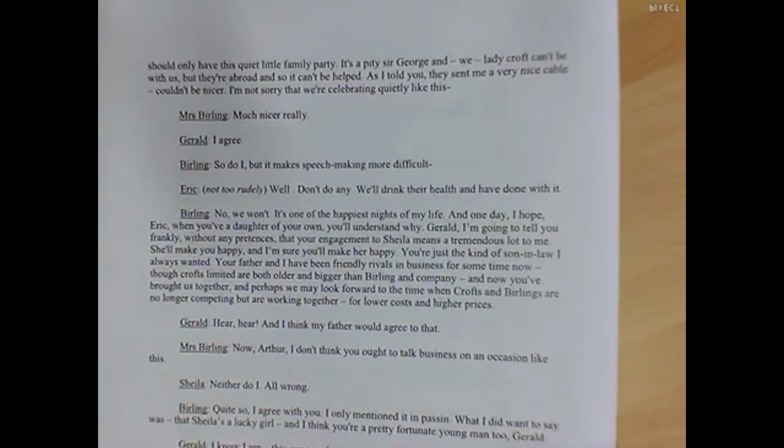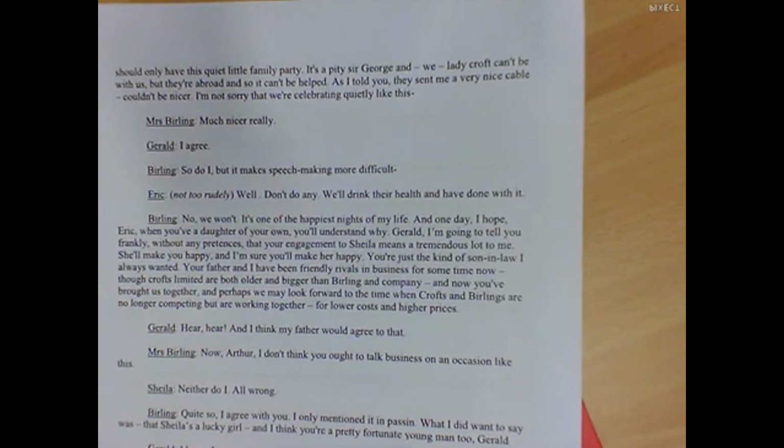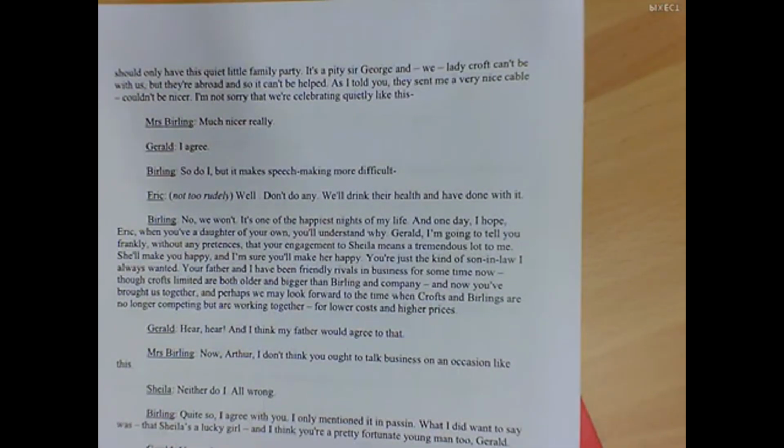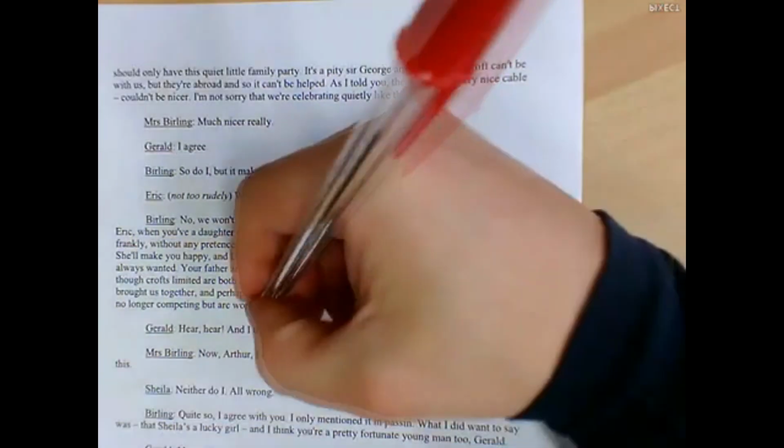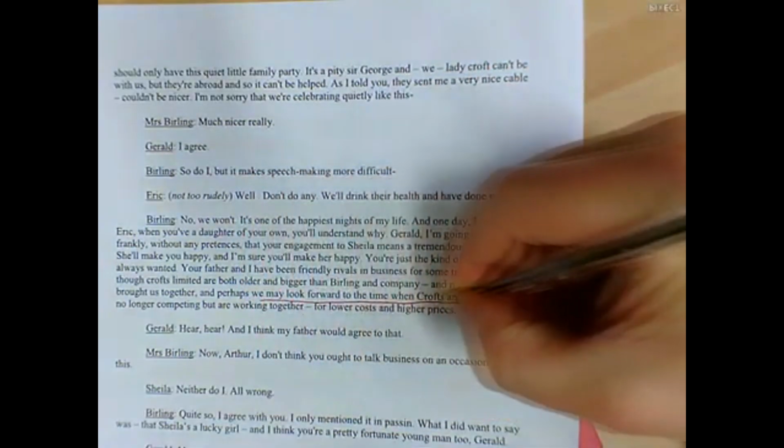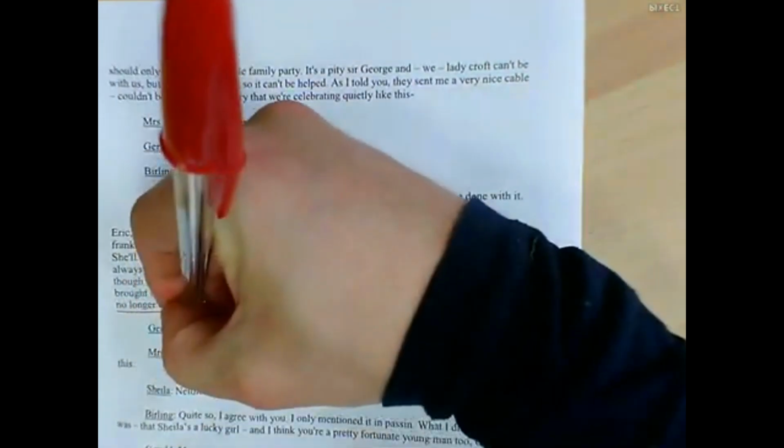But back in the scene, we hear that it's a delightful little family party, a celebration. And Arthur Birling starts to discuss Gerald's parents, Sir George and Lady Croft. Now, of course, we find out that Sir George Croft is Arthur Birling's rival in business. And because of this, it almost seems like their union is like a business arrangement.